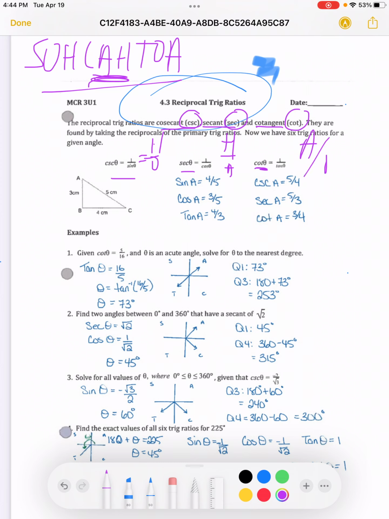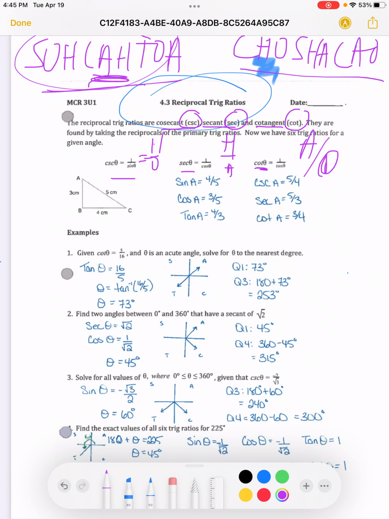So some people like SOHCAHTOA, others like to use this. Cosecant is hypotenuse over opposite, secant is hypotenuse over adjacent, and cotangent is adjacent over opposite. So some people say SOHCAHTOA, some people say CHOSHAKAO.